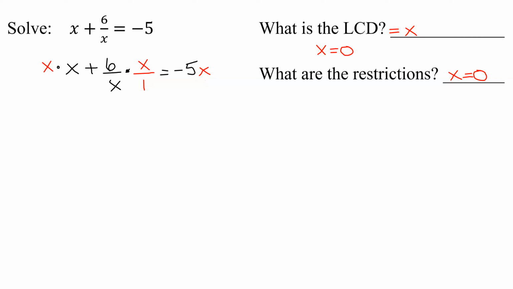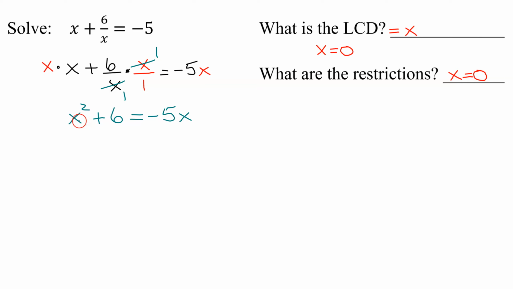Now you simplify, and x times x is x squared. These x's reduce out, so I get 6 times 1 is 6, over 1 times 1 is 1, so that's just plus 6, equals -5x. So multiplying by the LCD got rid of all my denominators, and what equation do I have left? What type of equation? It's degree 2. It's a quadratic equation, and how do we solve those?